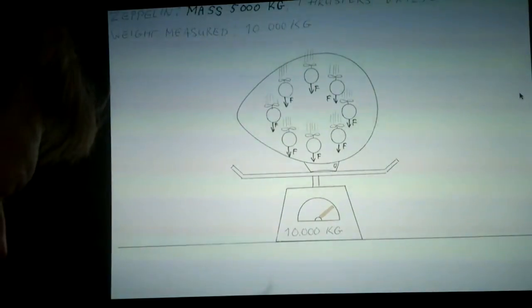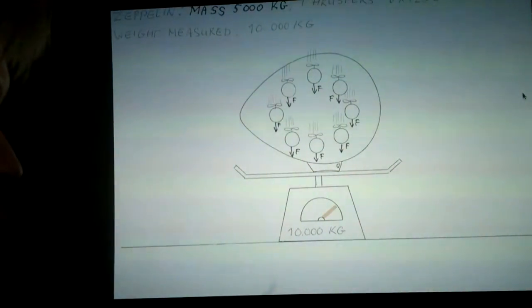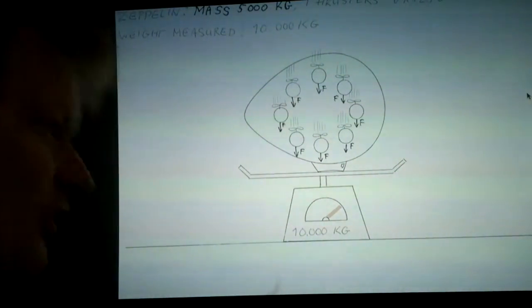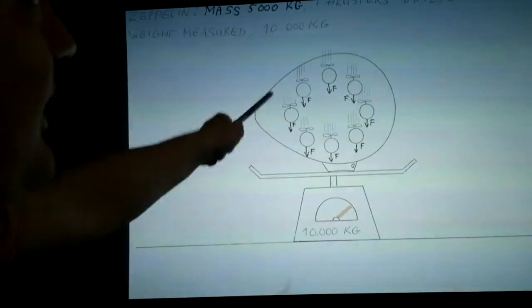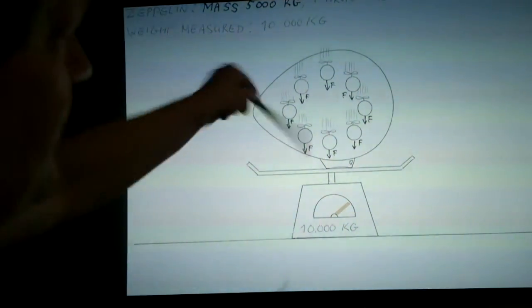And this is good news if you're on a diet, because when you think you weigh 80 kilograms, your actual mass is only 40 kilograms, but you're 40 kilograms pushed down on Earth with a force equal to 80 kilograms. Same thing here. The actual mass of the zeppelin is 5,000 kilograms, but these 5,000 kilograms push down on Earth with a force of 10,000 kilograms. So, wrong weight again. Next step.